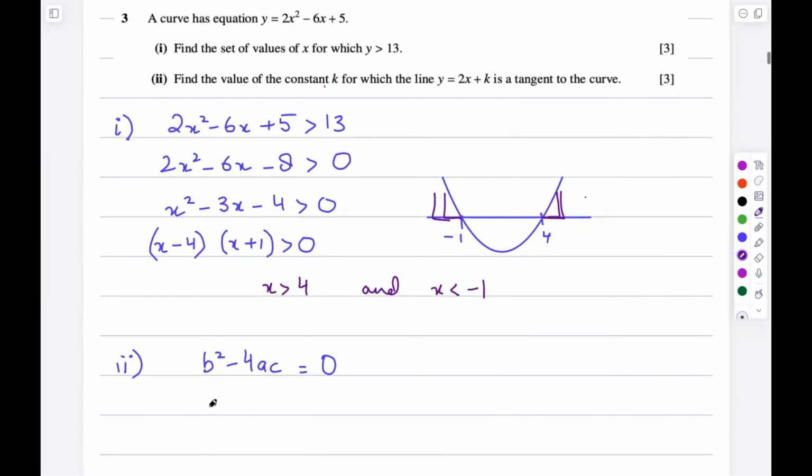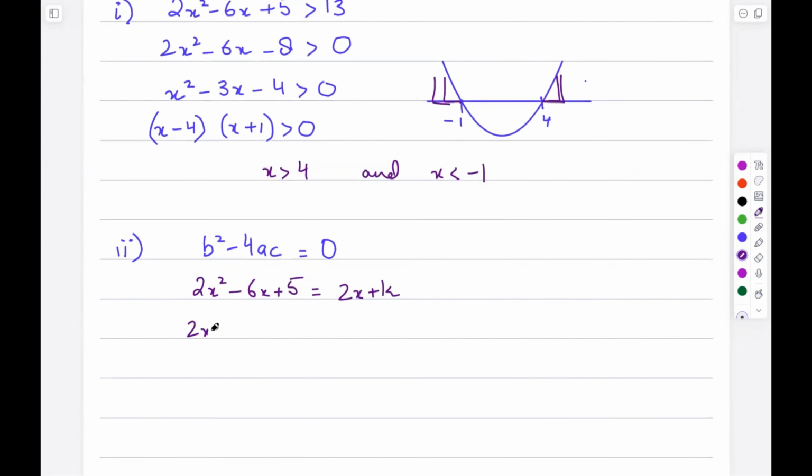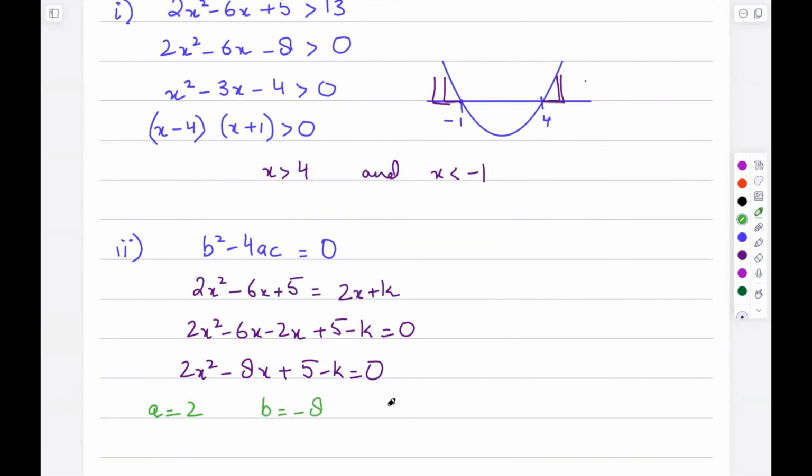So in the first step, we'll equate the two equations. This will become 2x squared minus 6x plus 5, the equation of the curve, equals 2x plus k, which is the equation of the line. Simplifying this, we'll get 2x squared minus 6x minus 2x plus 5 minus k equals 0. This will become 2x squared minus 8x plus 5 minus k equals 0. So the coefficient of x squared is 2, so a will be 2. The coefficient of x is minus 8, so b will be minus 8, and the constant term is 5 minus k.